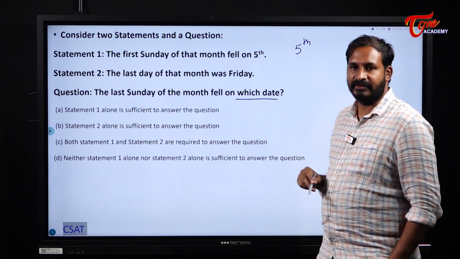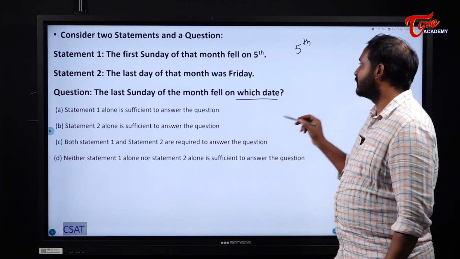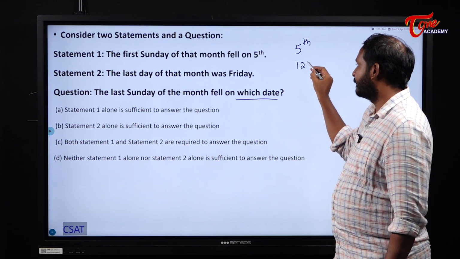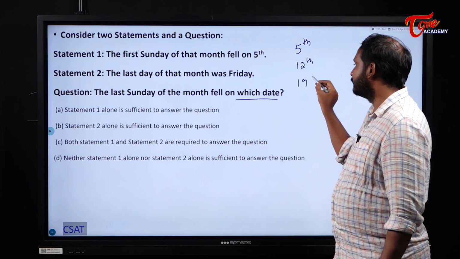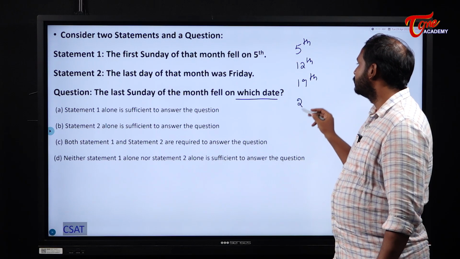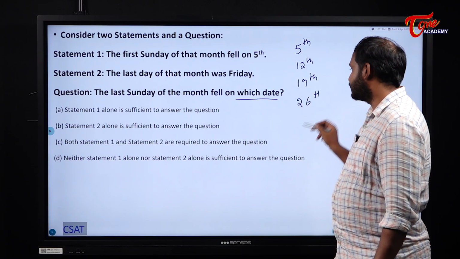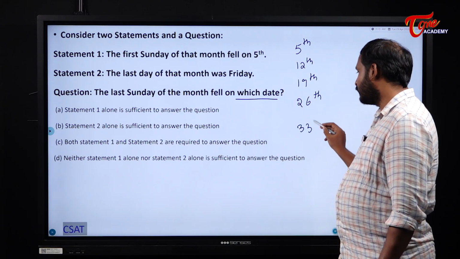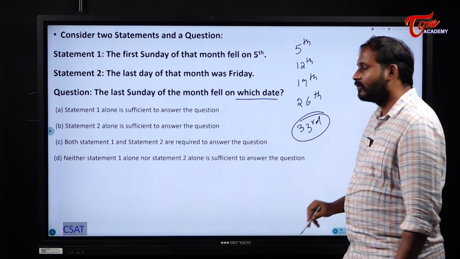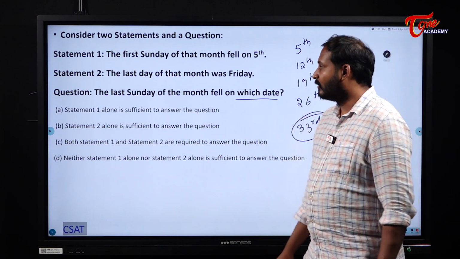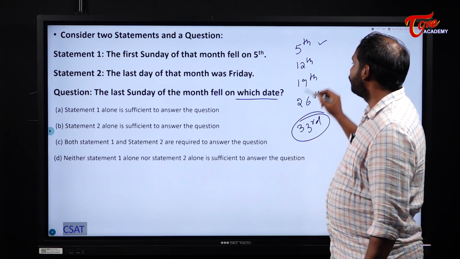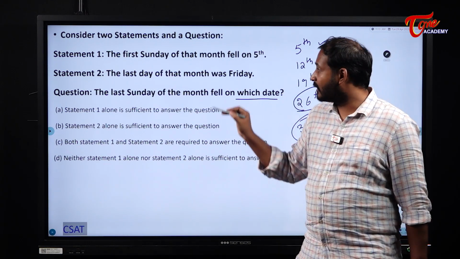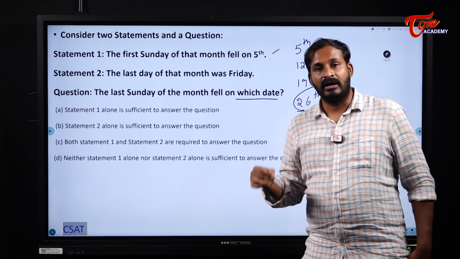First, only from the first statement, is it possible for us to answer? The first Sunday is on the 5th. So the next Sunday will be on the 12th. The next Sunday will be on the 19th. The next Sunday will be on the 26th. The next Sunday will be on plus 7, which means the 33rd. Will we have a 33rd day in any month? No, we will not have it in any month. So that means if I know the 5th, then I can say that the last Sunday will fall on which date? The 26th. By using statement 1, I can tell my answer, given any month.